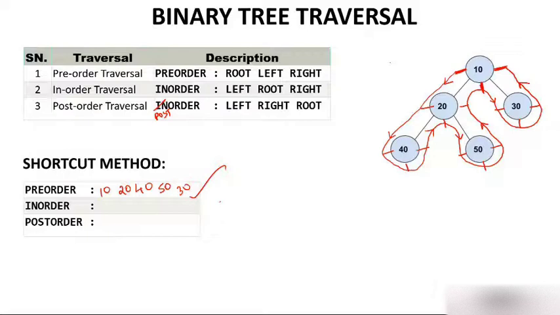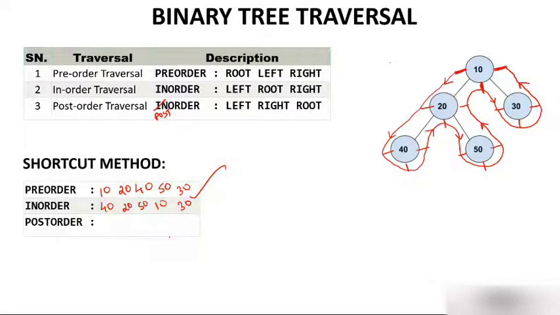Still confused? Then let's calculate in order. In order is the middle line. You always start from the root. Is this the middle line? No. Is this? No. Is this? Yes, 40 is touched first. Then the second middle line is touched by 20. Then we move, and the next middle line is touched by 50. Then the next middle line is touched by 10. And the last middle line is touched by 30. So this is in order.